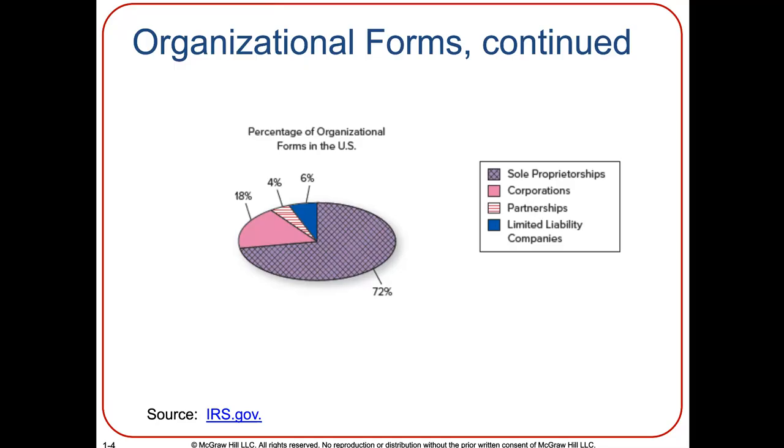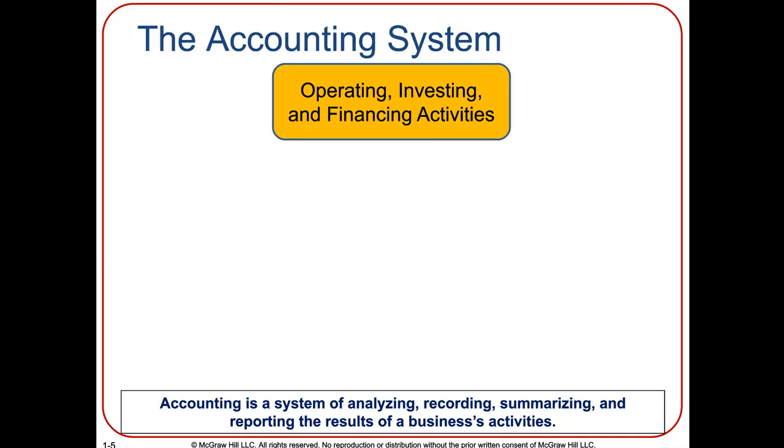Okay? So here's just a little pie chart showing you the numbers of different organizations. So notice right here, 72% of organizations are in the form of a sole proprietorship. So there are a lot of people out there. That's the reason why the Small Business Administration is such a huge lobbying organization. Okay? All right. The accounting system.